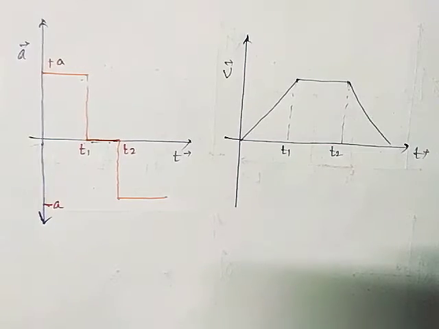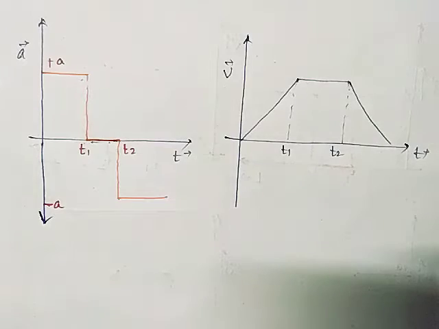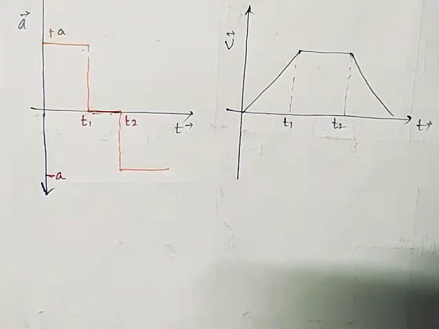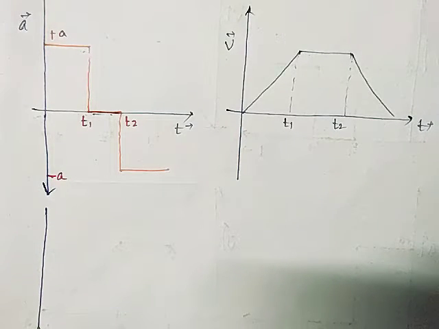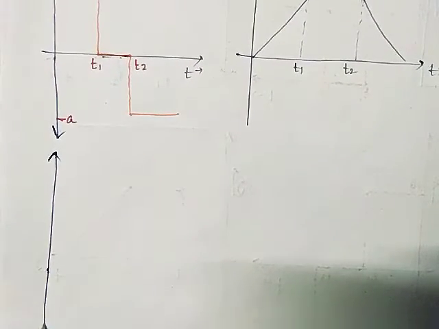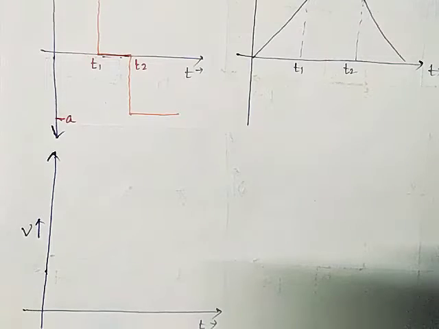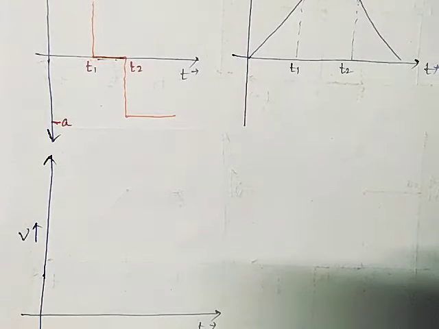But now I am talking about rectilinear motion. The particle is moving along a straight line. So if the particle is moving along a straight line, the magnitude of the velocity is equal to that of the speed. So if I want to draw the speed versus time graph, speed is a scalar quantity, so it has no direction. Basically, if I put a minus sign before a vector, then obviously the direction will change.